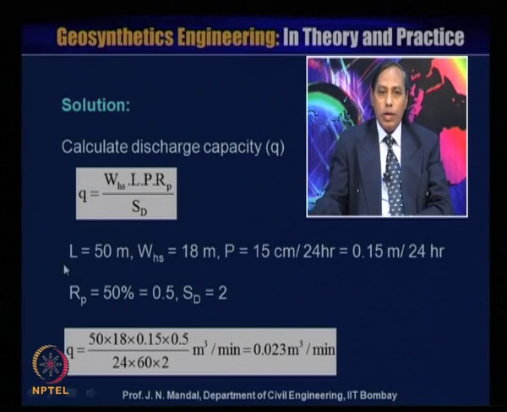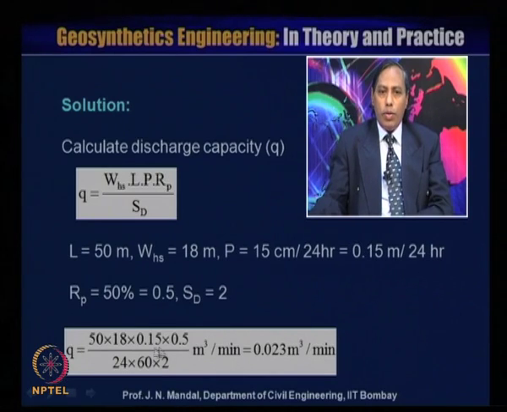Then you substitute these values into this equation, that means Q is equal to L, that is 50, so you are putting this 50, and then P is also 0.15, and RP is 50%, that is also 0.5, divided by SD, SD is equal to 2, and because we have made it in terms of minutes, that is why 24 into 60.